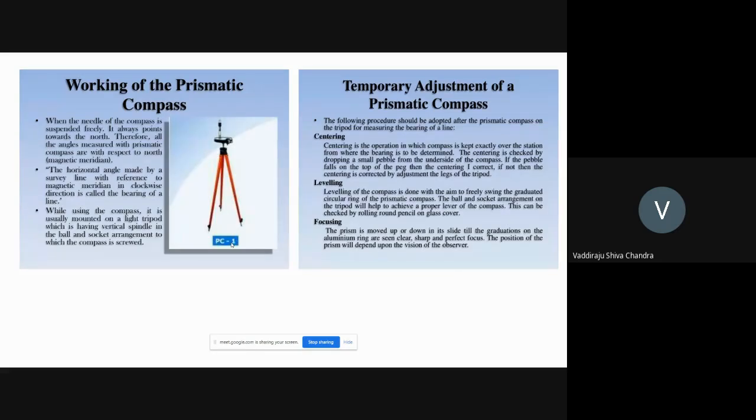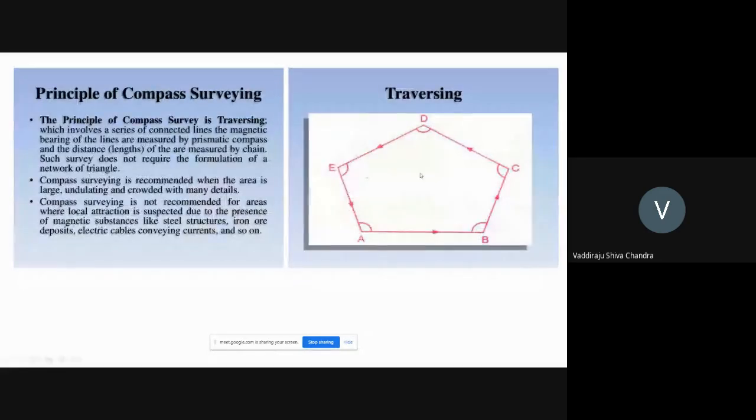This needs to be done whenever you are shifting your instrument. If you are taking measurements only from one instrument, it is sufficient if you do it once. But if you are doing a traverse, and you have stations A, B, C, D, E, then at all five stations you need to do these temporary adjustments: centering, leveling, and focusing.